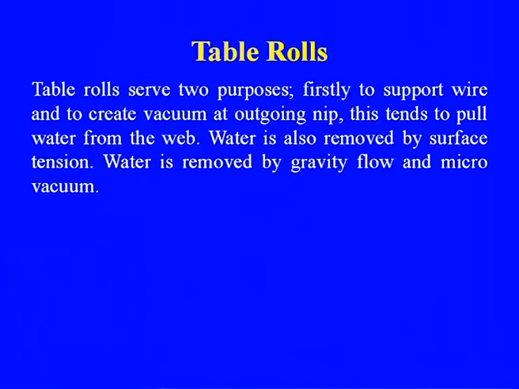These are the table rolls which I showed you, that in the wire part we have a number of table rolls supporting the wire part. Firstly, they support the wire part and create vacuum at the outgoing nip, which tends to pull water from the web. Water is also removed by surface tension, by gravity flow and by micro vacuum. These are the separation mechanisms taking place.